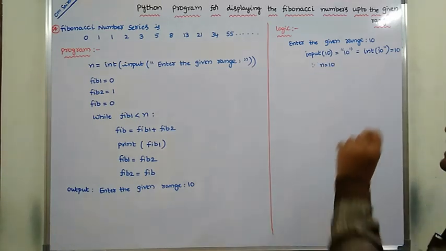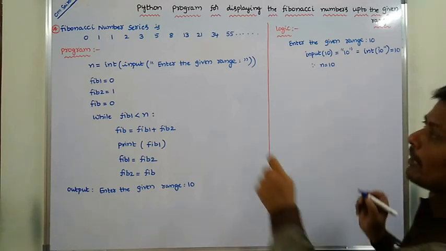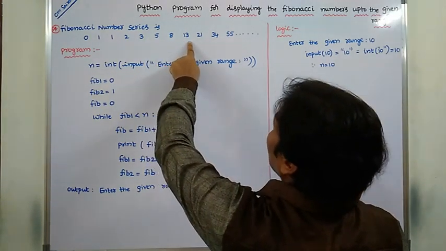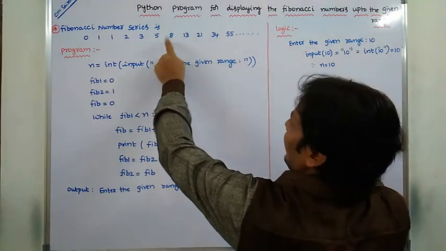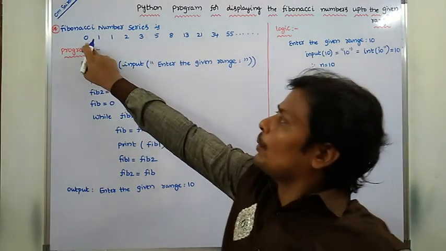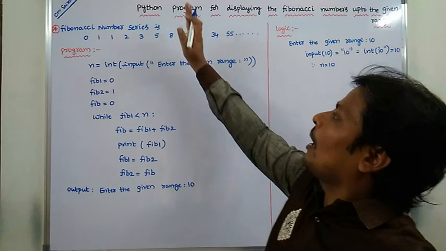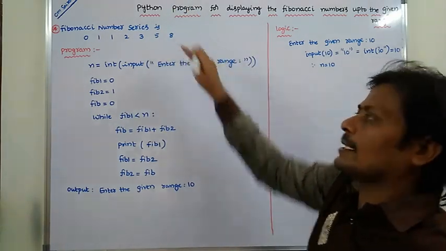That means within the range 10, whatever Fibonacci numbers are there, we have to display. Here we have 8 and 13. 13 is greater than 10. So below 13, what are the Fibonacci numbers? 0, 1, 1, 2, 3, 5, 8. Up to now, these are the values we have to print.